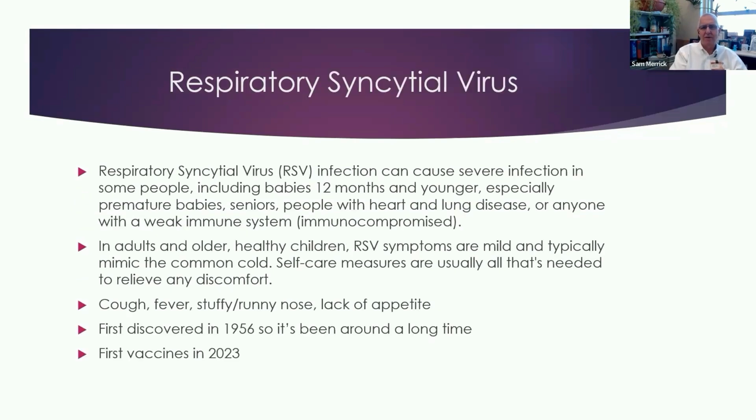Respiratory syncytial virus, in many ways we didn't hear too much about it because there wasn't a vaccine for it until recently, but it was actually first discovered in 1956. So it's been around for a very long time.